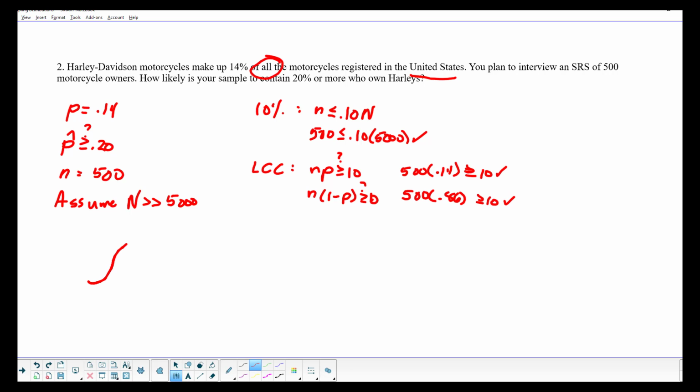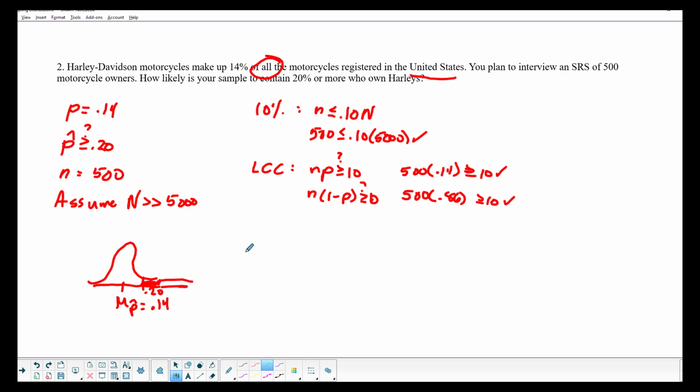We can now say that we have an approximately normal sampling distribution. Pretend that it looks normal and not like a weird wave in the ocean. Then we've got a mu sub p hat right in the middle of that approximately normal distribution, and that mu sub p hat is supposed to be equal to p, which is 0.14. Now I want to check 0.20. That's what I want to be looking at. This is the sample I'm interested in. What's the probability that my sample is going to be 20% or more Harley owners in a sample of 500?